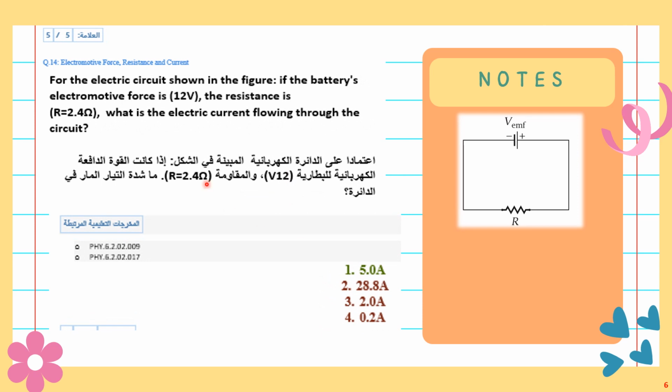Question number 5. For the electric circuit shown in the figure, the battery's electromotive force is 12 volts and the resistance R is 2.4 ohms. What's the electric current? This is a simple application of Ohm's law, where I is equal to voltage over resistance. So voltage is of course 12 over 2.4, and the answer is 5 ampere.